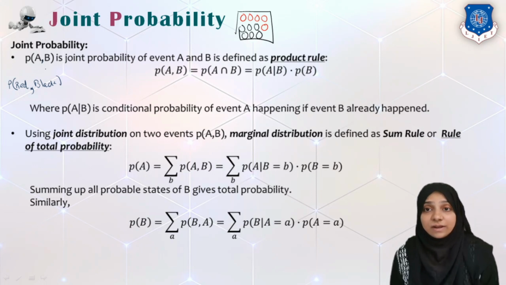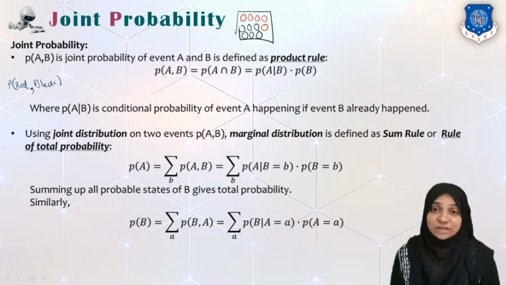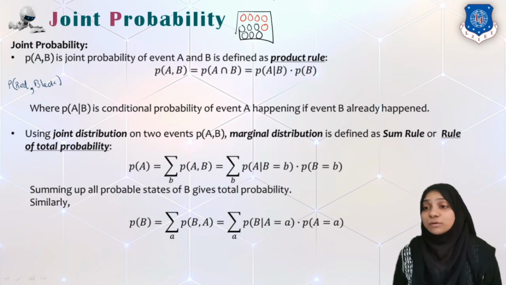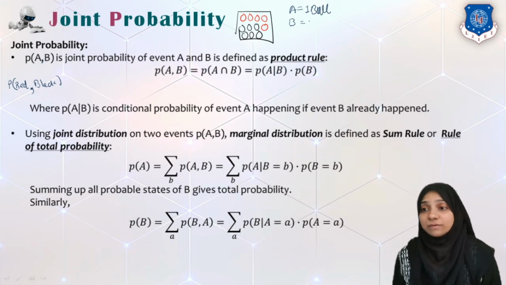That means irrespective of whether the first ball is black and the second ball is red, or the first ball is red and the second ball is black. So what this basically means is, let us assume A is an event of drawing one ball and B is another event of drawing another ball, that is again one ball. Let us assume first we draw a red ball and later we draw a black ball. We can consider it in reverse also, where the first ball is black and the second ball is red.